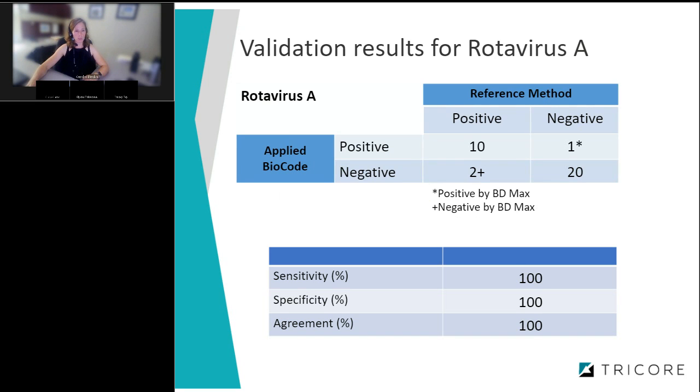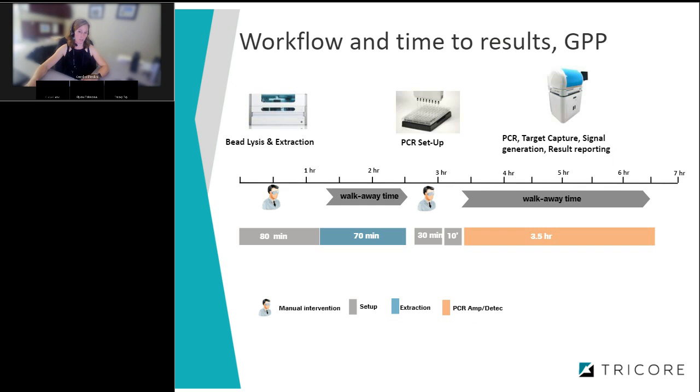For rotavirus A, we saw somewhat similar results to Giardia in that we had fairly good agreement across both the platforms. There were 2 that were detected as positive by a reference method, but negative by Applied BioCode. These also were negative by BD Max. There was 1 that was negative by a reference method, positive by Applied BioCode, and this was also positive by BD Max. So from this, after discordant resolution, we estimate our sensitivity and specificity at 100%, and we saw 100%.